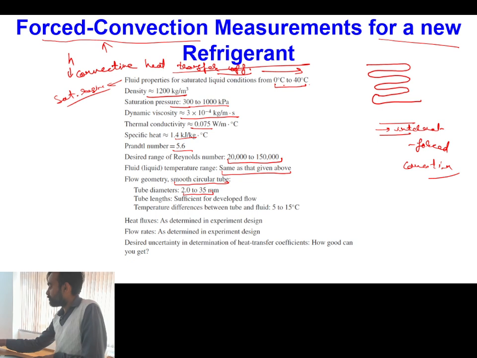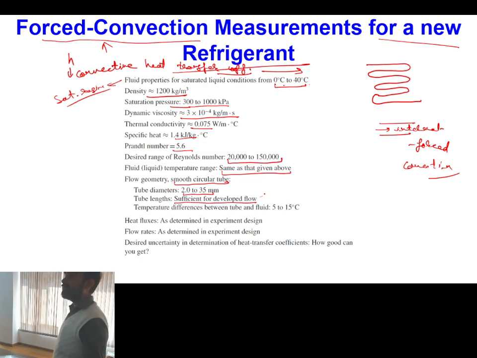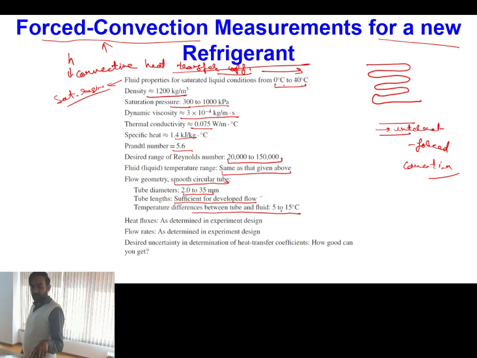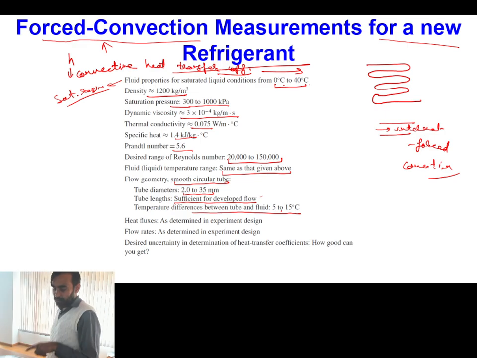So tube diameter has to be within 2 to 35 millimeter, and the length of the tube should be sufficient for developed flow conditions. So we have to use a straight length, and that length should be so selected that it has sufficiently developed flow conditions. And what is the temperature difference between the tube and fluid? We have to operate in such a range that the temperature difference between the tube and fluid is 5 to 15 degrees Celsius.